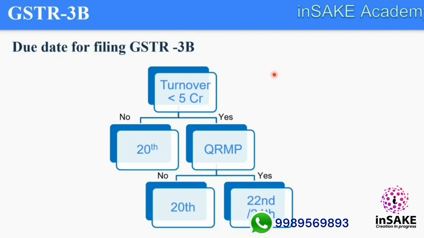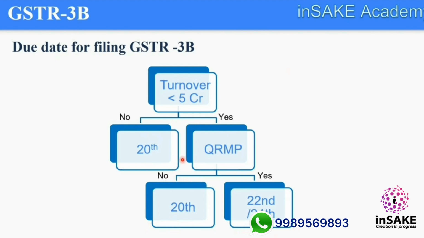Again, I'm repeating. If the turnover is less than 5 crores, they have to file on the 30th of the following quarter. If the turnover is less than 5 crores and they have not opted for the quarterly return and monthly payment scheme, they have to file the GSTR 3B on or before the 20th of the following month.